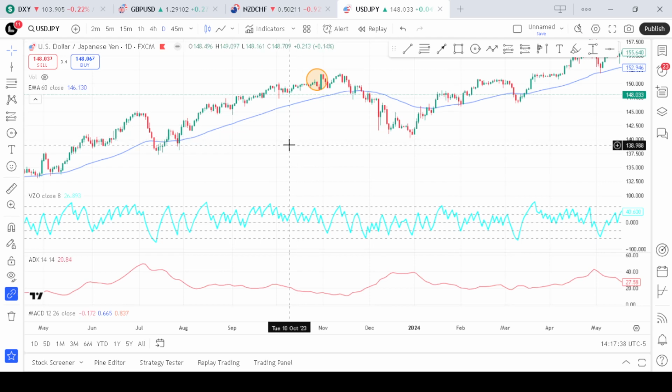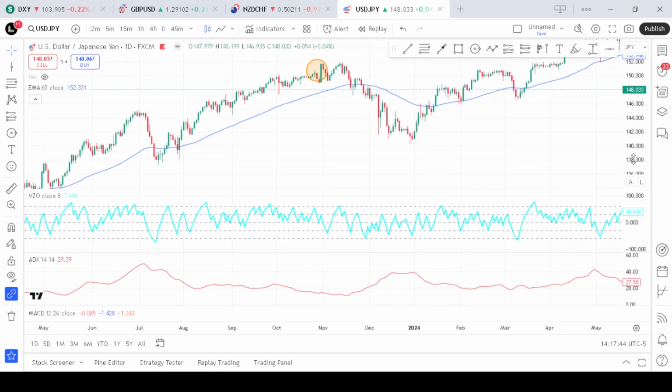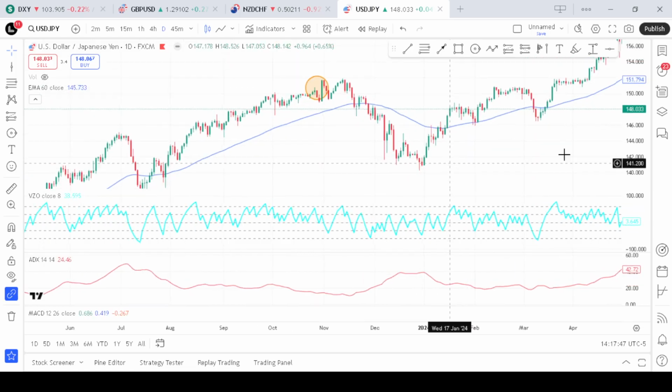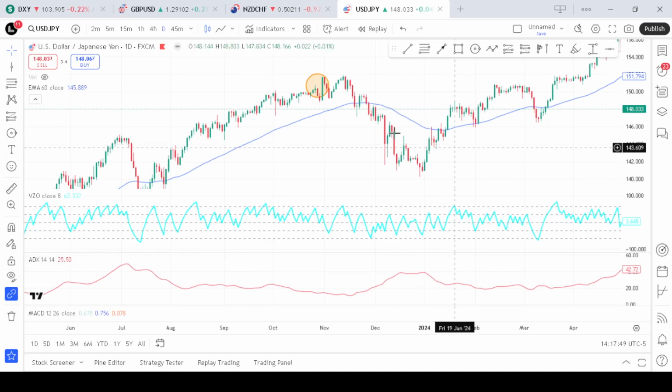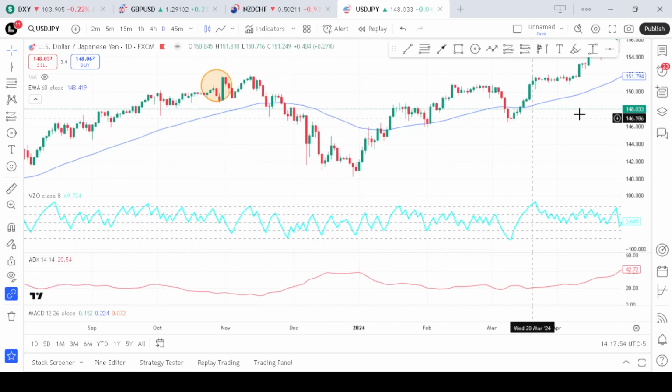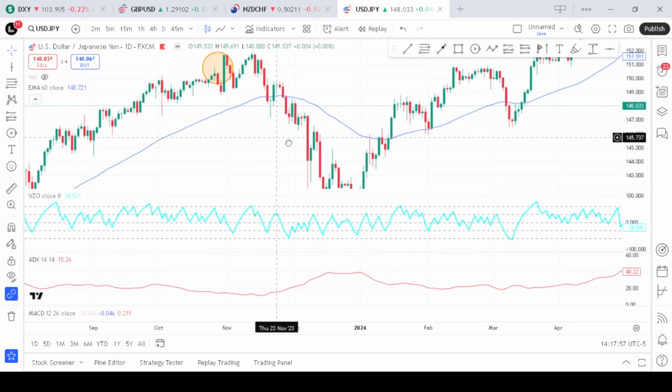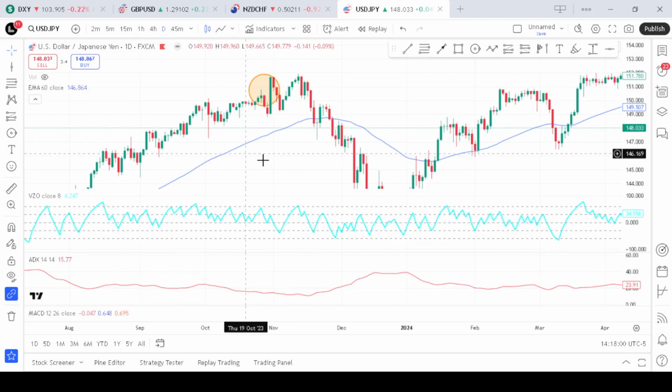Now we can also spot divergence using this VZO and the price chart. How do we spot divergence? We look for divergence by comparing swing highs and lows of both price and the VZO. For example, if price forms a lower low while the VZO forms a higher low near the oversold level, that's the minus 60, this could signal a strong buying setup.